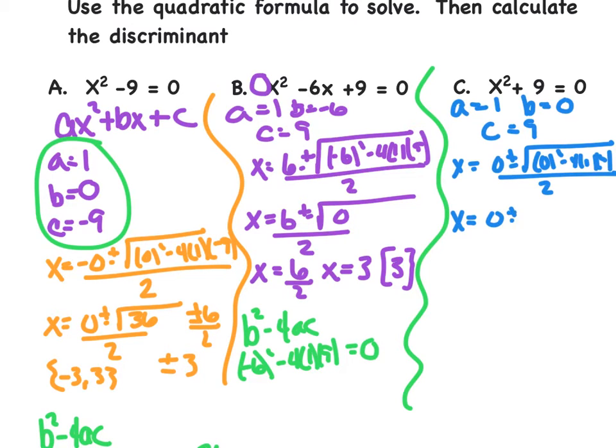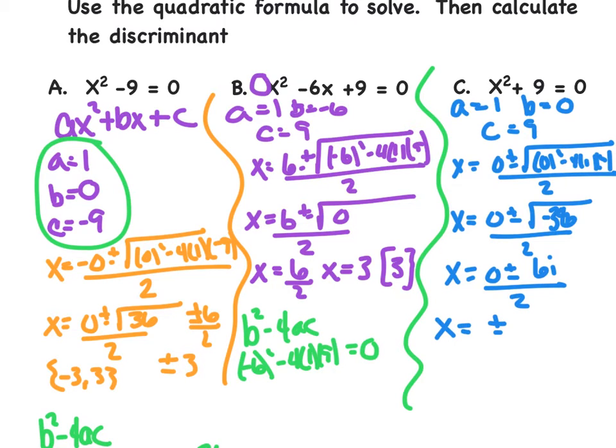I get 0 plus or minus the square root of negative 9, I'm sorry, negative 36, all over 2. So that gets me x equals 0 plus or minus, what happens when you take the square root of a negative? Don't forget you actually get that imaginary number i. So this time I'm not getting 6, I'm getting 6i all over 2. So I'm going to get x equals plus or minus 3i. So just to remind you, that's a positive 3i and a negative 3i.